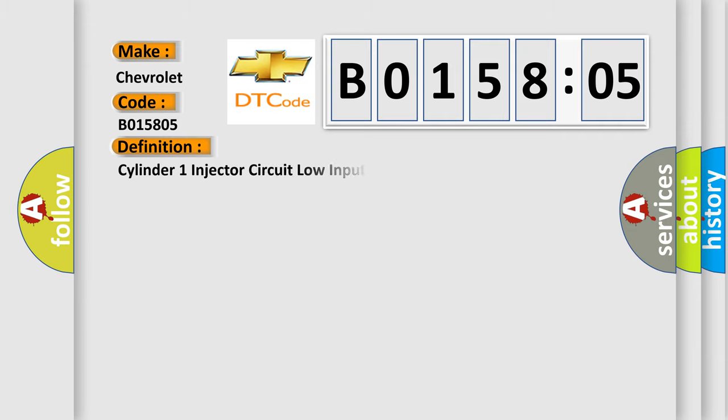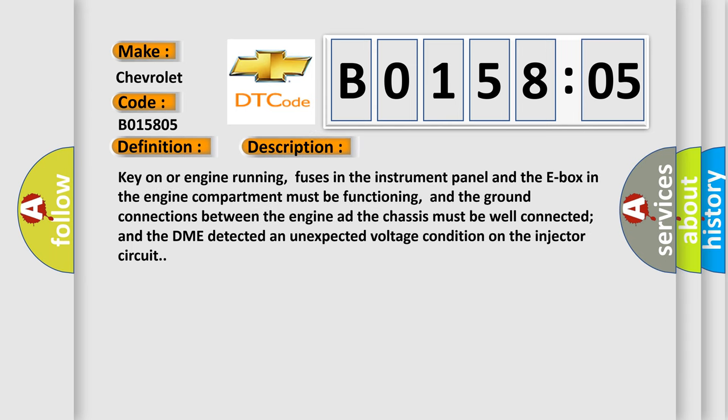The basic definition is cylinder 1 injector circuit low input or short to B+. And now this is a short description of this DTC code. Key on or engine running, fuses in the instrument panel and the E-box in the engine compartment must be functioning, and the ground connections between the engine and the chassis must be well connected, and the DME detected an unexpected voltage condition on the injector circuit.